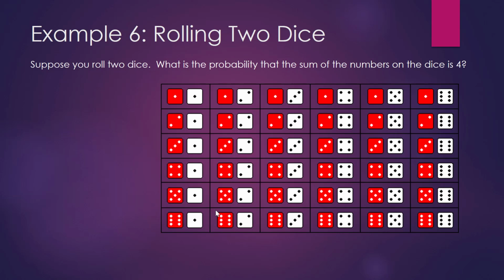Example 6, rolling 2 dice. Suppose you roll 2 dice. What is the probability that the sum of the numbers on the dice is 4? Pause this video, work the probability out, and then unpause it to check your work.